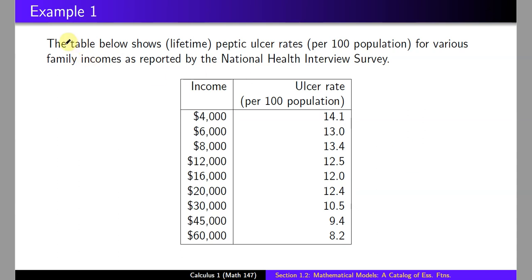Maybe to motivate things a little bit, in this particular example, we have this table of data which shows the lifetime peptic ulcer rates per 100 population for various family incomes as reported by the National Health Interview Survey. So we can see that as the income level goes up, it appears that the ulcer rate goes down. But can we be a little bit more concrete about this? Can we come up with an equation that would describe this specifically? And this is what we're going to try to be working up towards in this section.